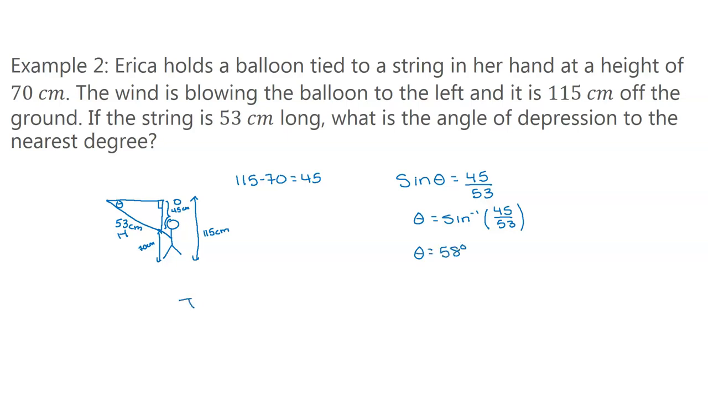So we'll say that the angle of depression is 58 degrees.